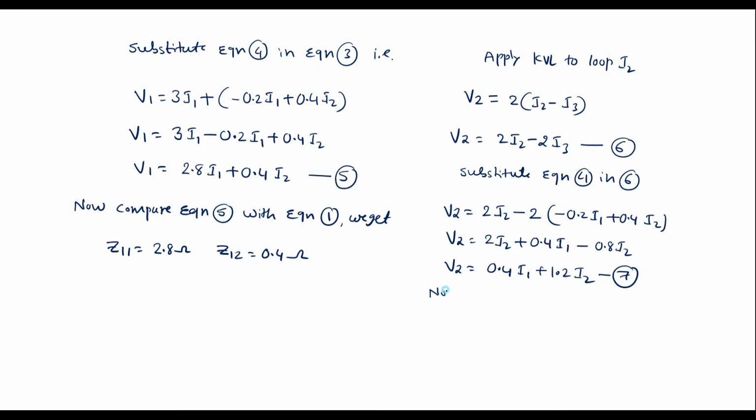So now compare equation 7 with equation 2. So we get Z21 is equal to 0.4 and Z22 is equal to 1.2.